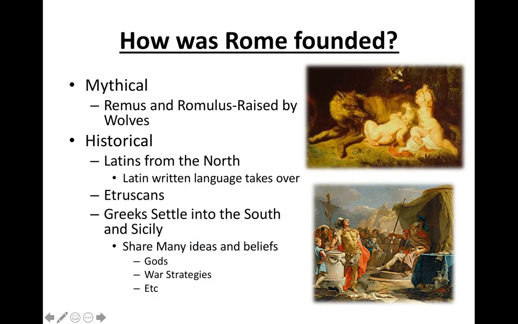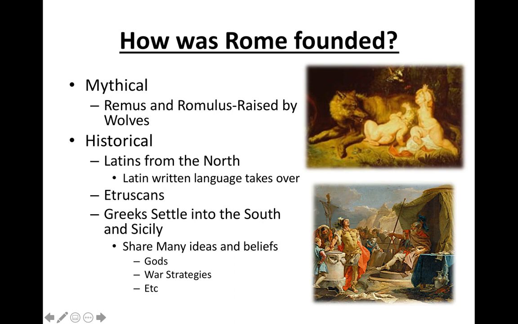One of those is a mythical story, kind of what we talked about with the Greeks, the myth versus real. The mythical story of the founding of Rome was that there were two boys, and those two boys were orphaned, and they were eventually raised by a pack of wolves, and their names were Remus and Romulus. Now, we know that that's probably not true.